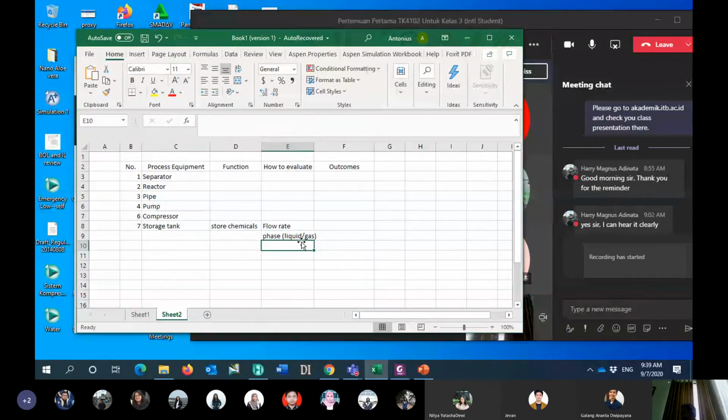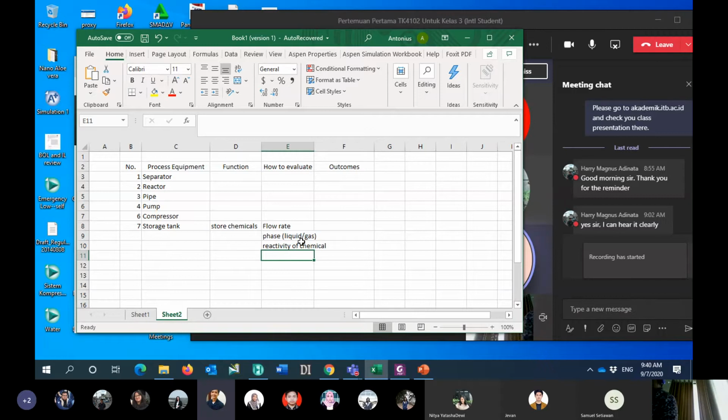And then any others? The reactivity of the chemicals, because some chemicals are more reactive than others. The reactivity of the chemical can be very reactive or not, depending on what chemical we would like to store, right? And then any others? Also the pressure and the temperature that you want to store the chemical in.